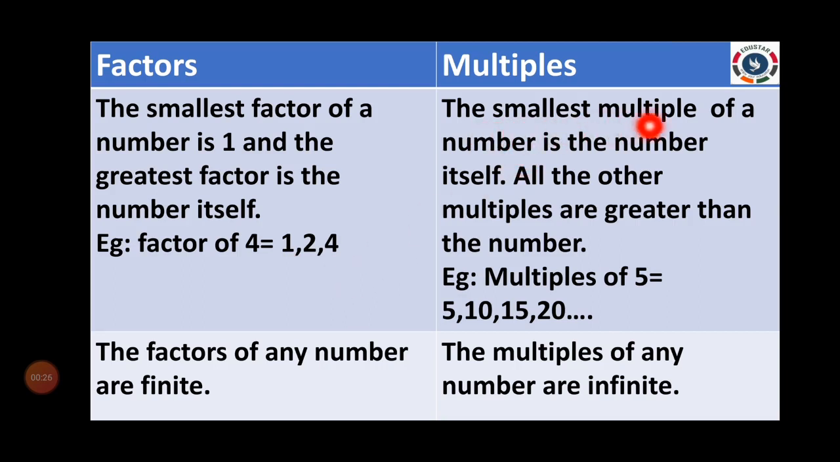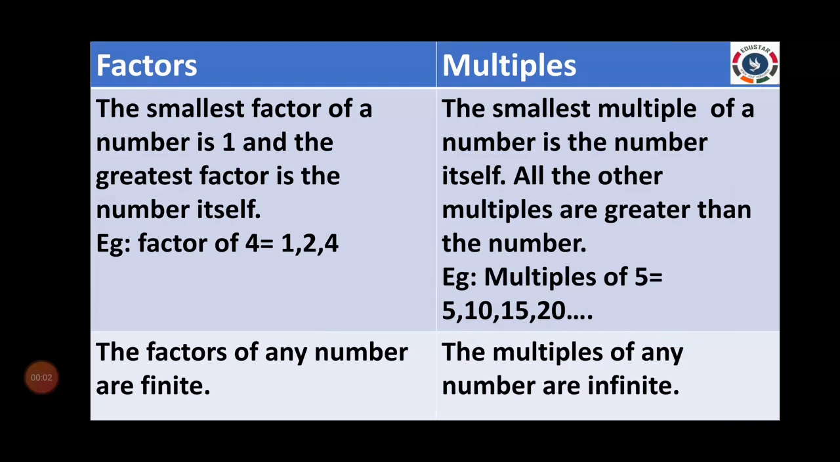And then the smallest multiple of a number is the number itself. All the other multiples are greater than the number. For example, the multiples of 5 are 5, 10, 15, 20, 25, 30, going on like that. The first multiple of 5 is 5, the number itself. The next numbers are greater: 10 is greater than 5, 15 is greater than 5, 20 is greater than 5.